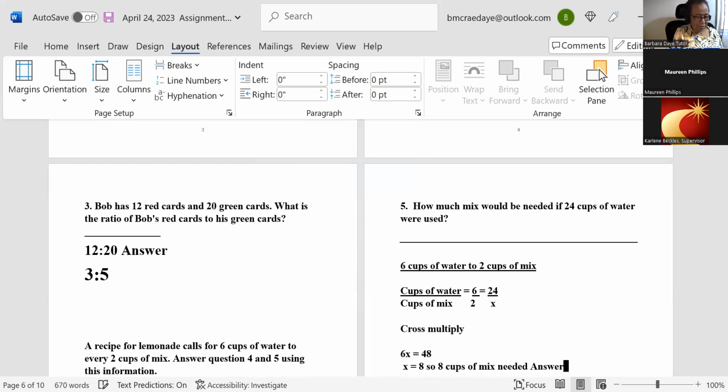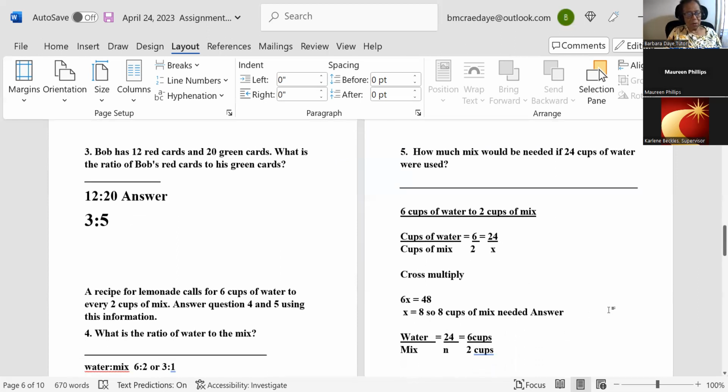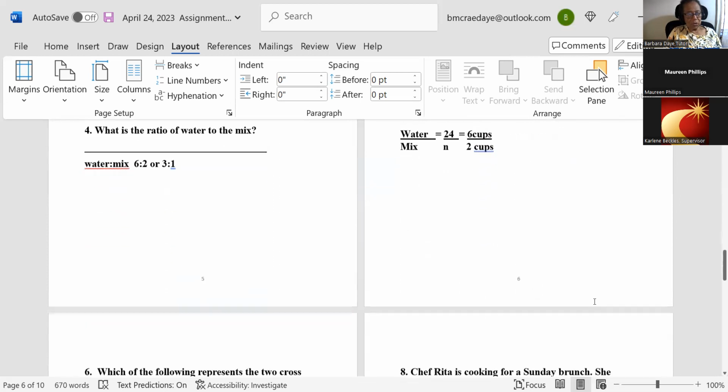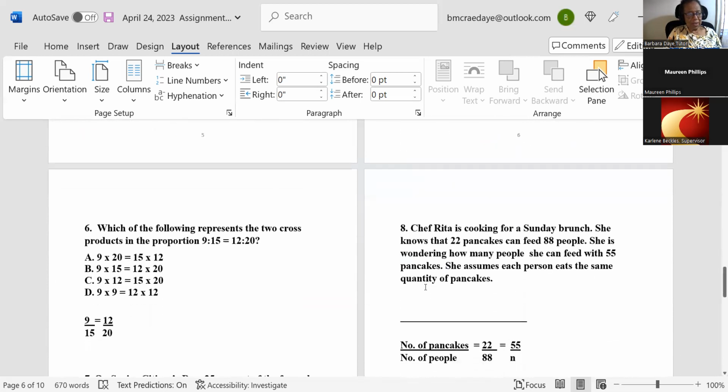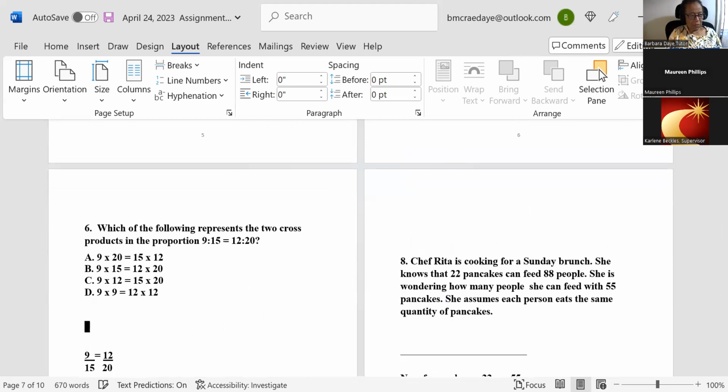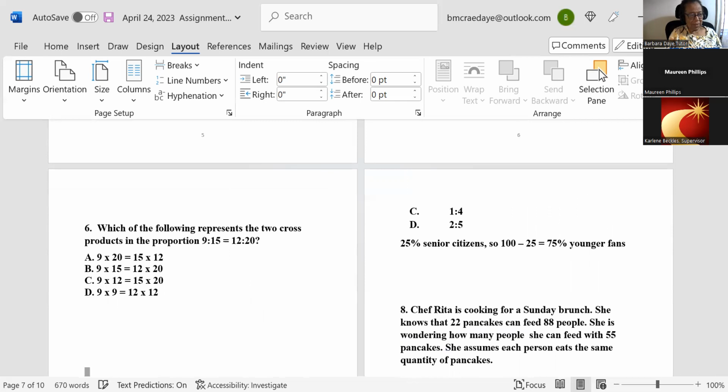Okay, that takes care of the ratio problems 1 through 5. We did 1 through 5. Now let's go to 6. Now, Maureen, I want you to solve number 6.